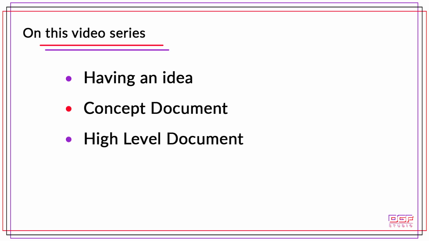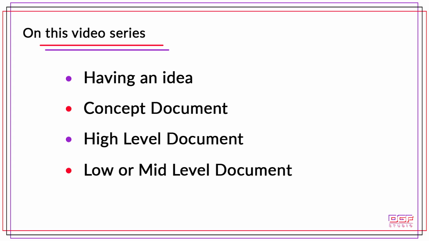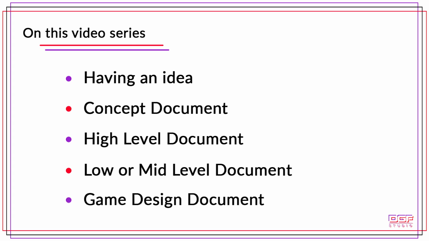High-level document. High level is an overview of the game's core mechanics, themes, and systems without delving into specifics. Low or mid-level document. Low level implies more detailed instructions and specifications for implementing individual game features or mechanics. Finally, the GDD. High-level design offers a holistic vision of the game, low-level offers specific details, and the GDD is the whole blueprint that covers every aspect of the game.